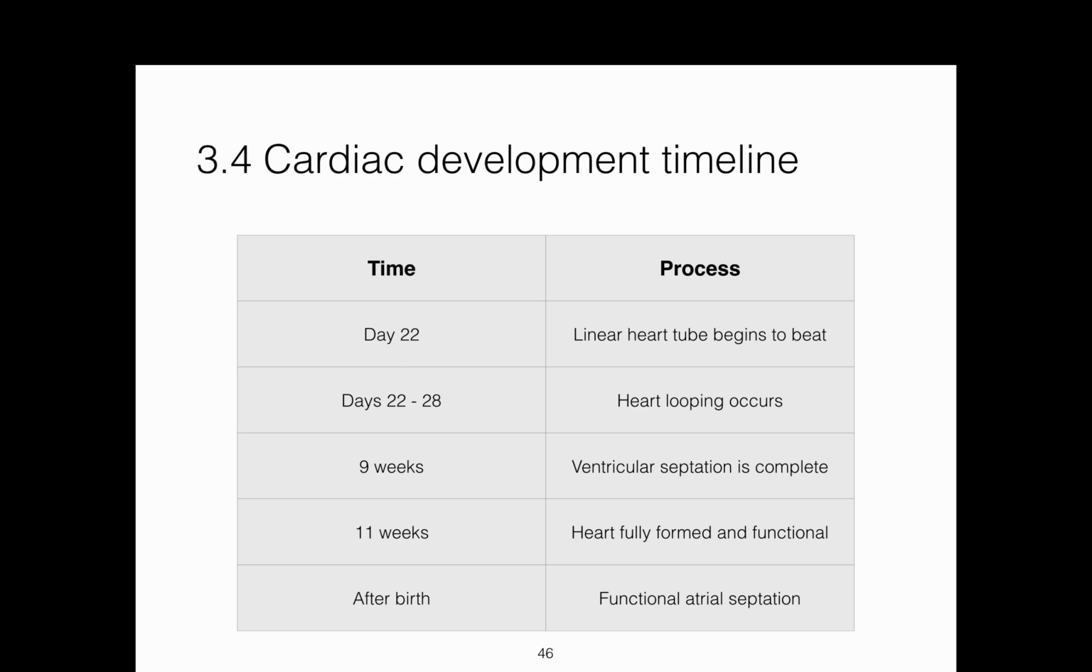This table shows 5 developmental milestones and their time points. On day 22, the linear heart tube begins to beat. From days 22 to 28, heart looping occurs. At 9 weeks, ventricular septation is complete. By 11 weeks, the heart is fully formed and functional. However, only after birth does functional atrial septation occur.